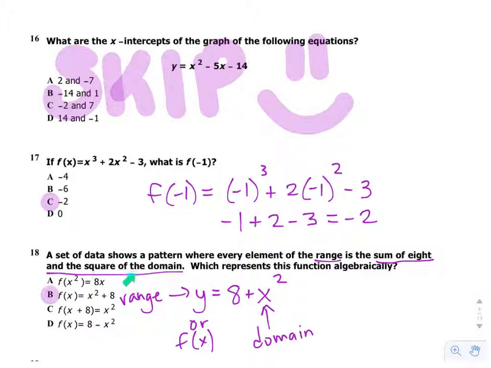A set of data shows a pattern where every element of the range is the sum of 8 and the square of the domain. This is just getting you to remember domain and range and translate an expression. So the square of the domain would be x squared. The sum of 8 and that would be 8 plus x squared. And the range is y, but they don't give it to you in terms of y. They used f of x. So f of x equals 8 plus x squared, or x squared plus 8, is the only answer that matches.